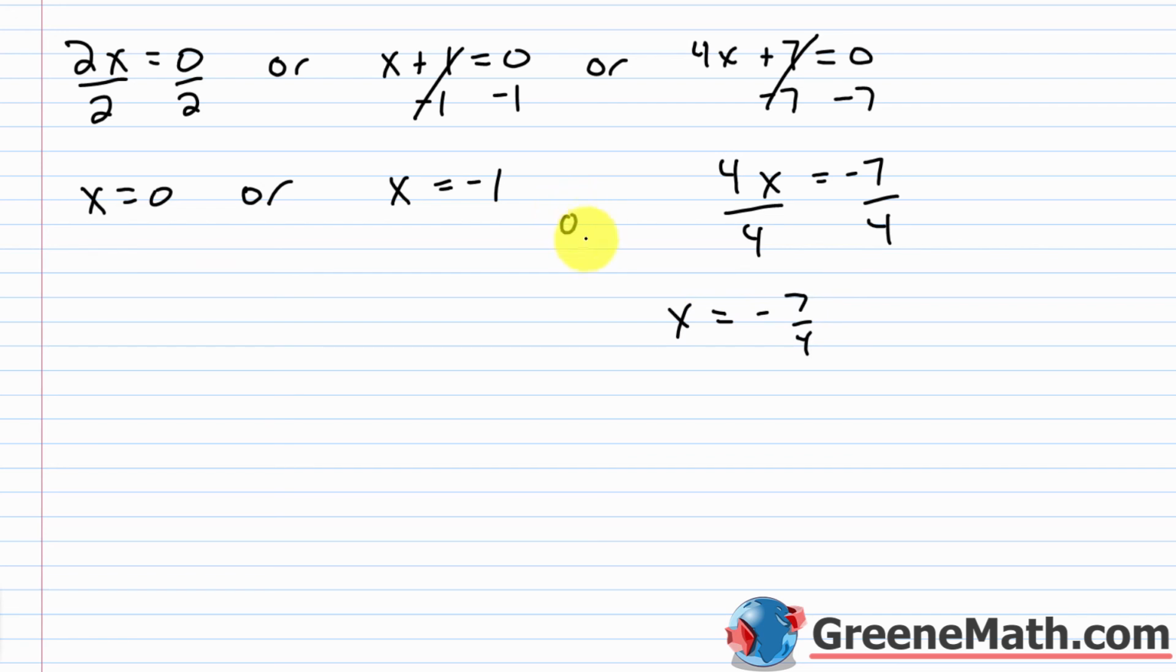So I'll put my or kind of like that. So we get x equals 0, or x equals negative 1, or x equals negative 7/4. So in solution set notation, we put negative 7/4, comma negative 1, comma 0. So those are your three solutions. Now again, if you want to check this, go back to the original equation. You're going to plug in a negative 7/4 for x, then plug in a negative 1 for x, then plug in a 0 for x. In each case, you're going to verify that the left and the right side are equal.